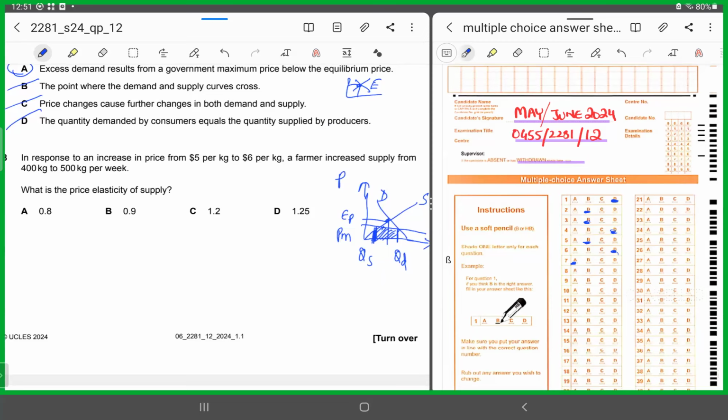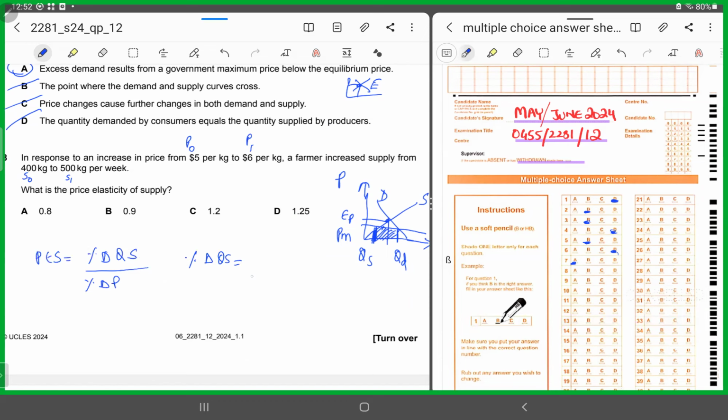Now, $5 per kg is the initial price. $6 per kg is the new price. Initial supply is 400 kg and the new supply is 500 kg. Now, we know price elasticity of supply is what? Price elasticity of supply is percentage change in quantity supplied divided by percentage change in price. First, we'll calculate percentage change in quantity supplied. Percentage change in quantity supplied will be equal to what?